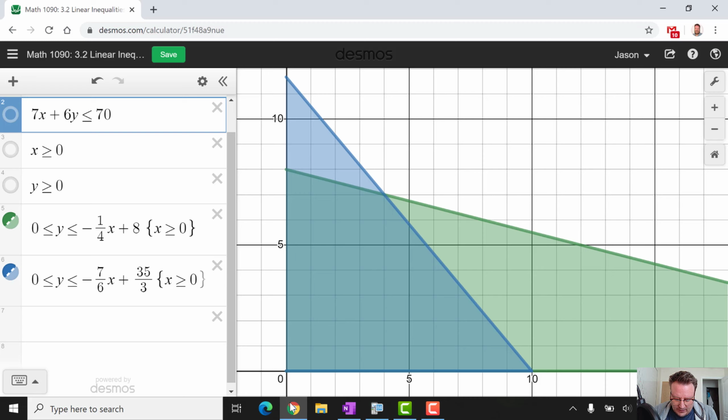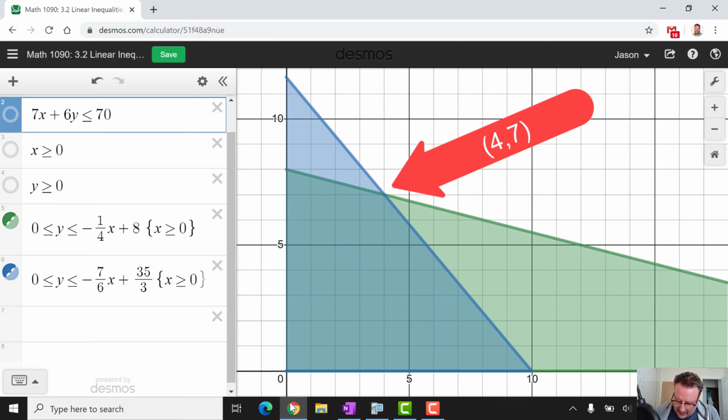Okay, so the region we're interested in here goes from the origin up on the y-axis to the point 0, 8. This point on the y-axis is the point 0, 8. And then this point is the point 4, 6, and then the point 10, 0, and then back to the origin. That's the region that satisfies all four inequalities simultaneously.